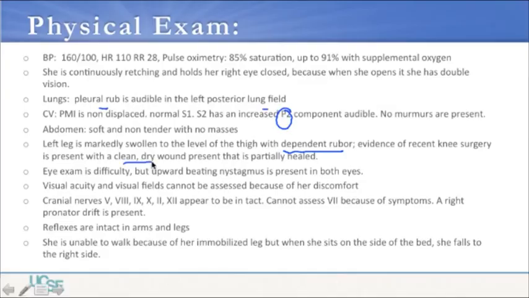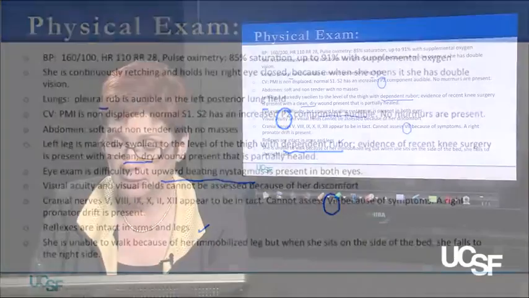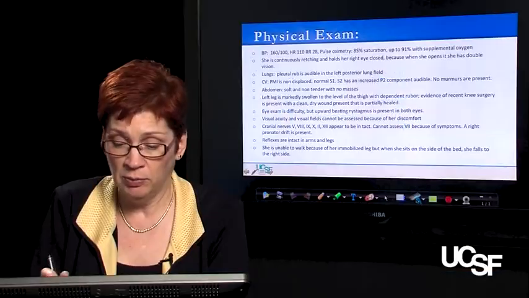Her eye exam is somewhat difficult because she keeps vomiting every time she opens her eyes, but it's clear that she has upward beating nystagmus in both eyes. We're unable to assess her visual acuity and her visual fields, and some of her cranial nerves can be tested and are intact, but we really can't assess cranial nerve 7 because of her symptoms. A right pronator drift is present in her arm. Reflexes are intact in arms and legs, and she can't walk because of her immobilized leg, but when she sits on the bed, she falls to the right side. She is not a happy person.